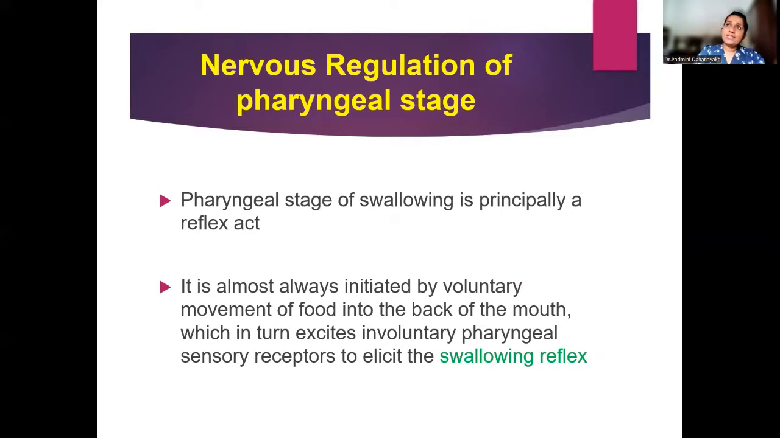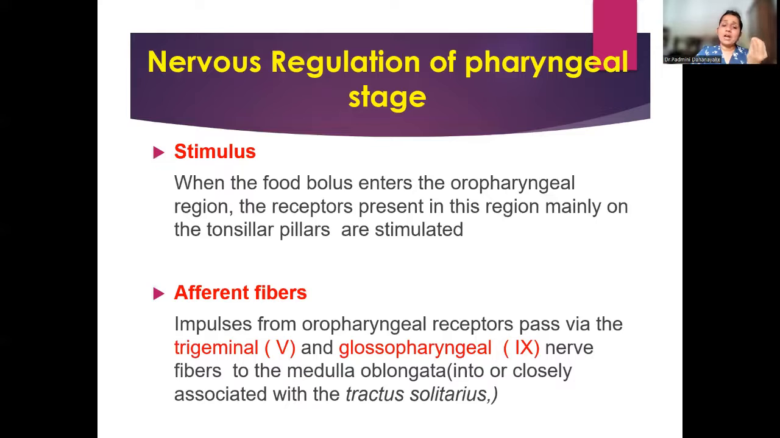Now, I told you the oral stage is solely a voluntary stage, no? So we have some control over it. Now we have to learn about the nervous regulation of the pharyngeal stage as well as the esophageal stage. Ready? Okay. I told you earlier also, the pharyngeal stage is involuntary and solely a reflex act. It is almost always initiated by voluntary movement of food into the back of the mouth, which stimulates your epithelial swallowing receptor areas to elicit the swallowing reflex. So actually, the swallowing reflex starts at the pharynx. Remember that, okay?